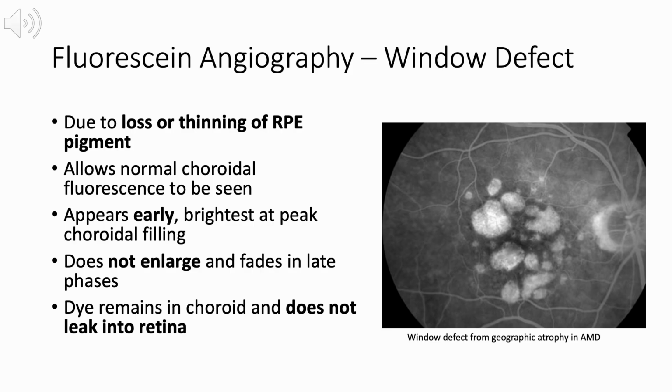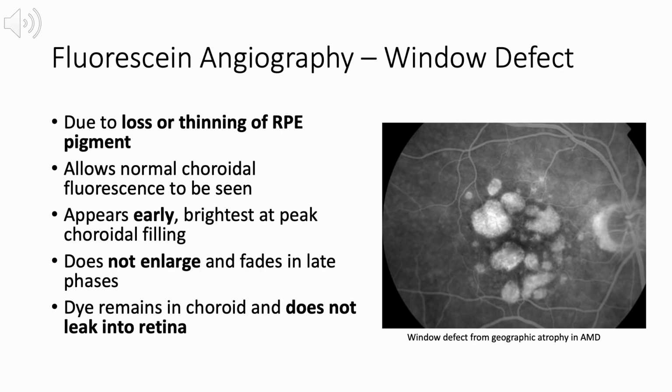A window defect appears early in the angiogram and is brightest during peak choroidal filling. Unlike leakage or pooling, it does not enlarge over time and gradually fades in the late phases. Importantly, the dye remains confined to the choroid and does not leak into the retina.